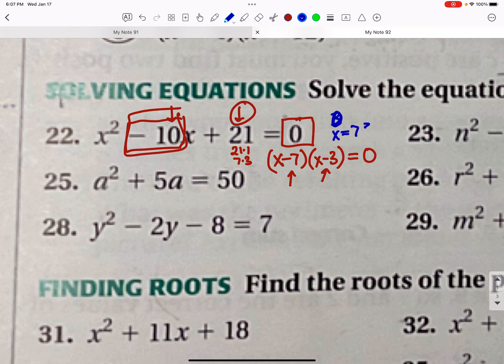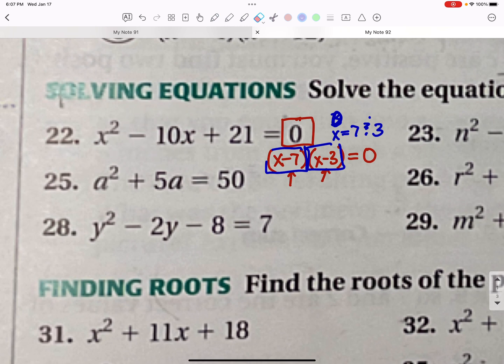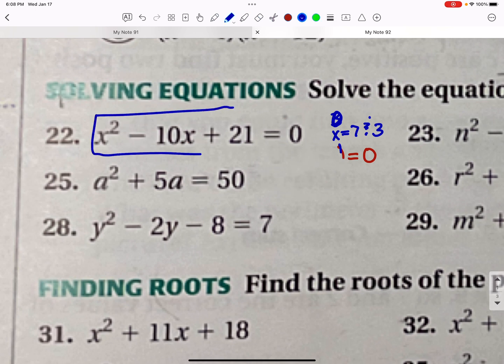So the answers are x equals 7 and 3. 7 makes this side 0, 3 would make this side 0. It's pretty impossible to just look at this problem and know that. But once you factor it, once you say, oh, this is really just x minus 3 times x minus 7 equals 0, you know the answers are 7 and 3.